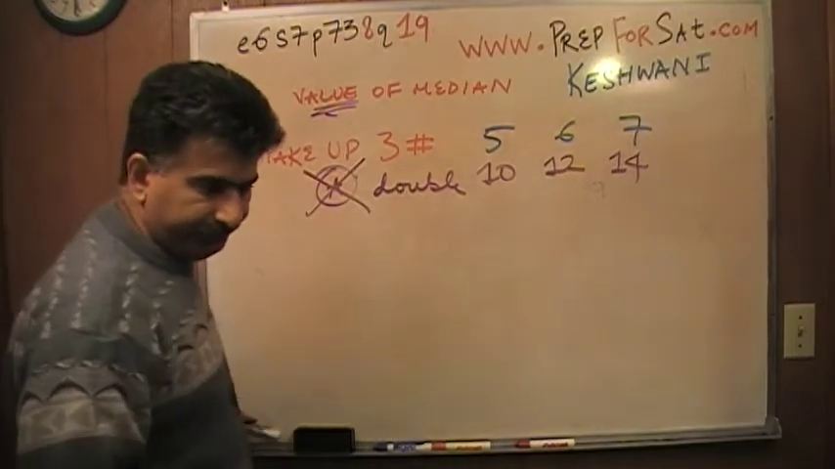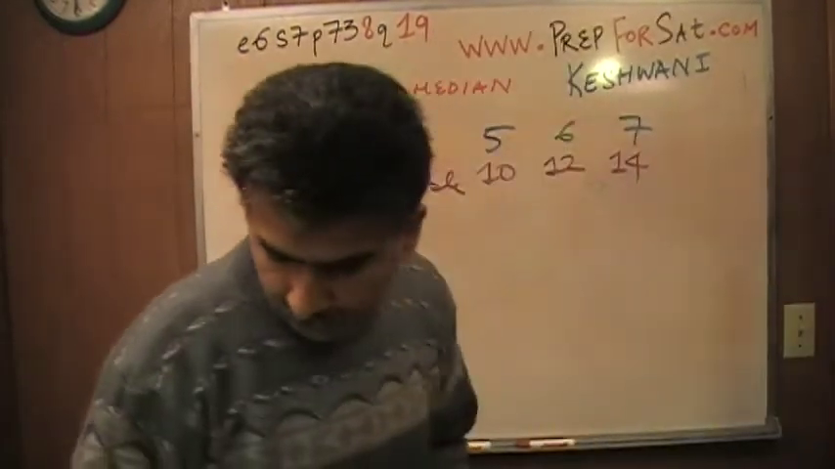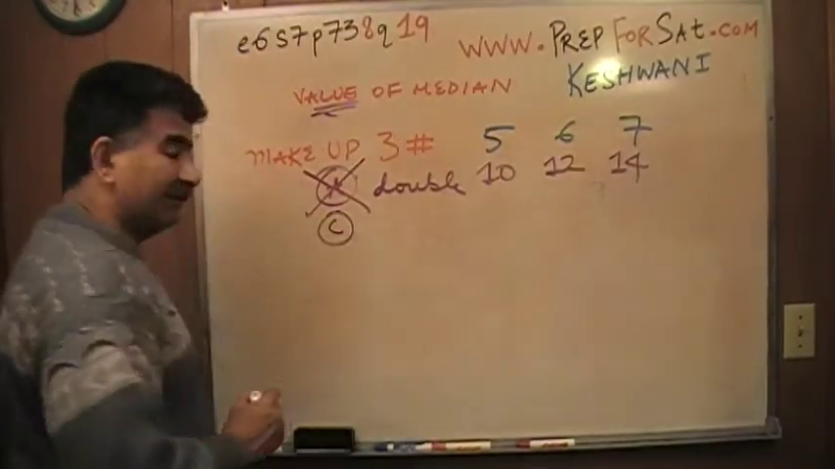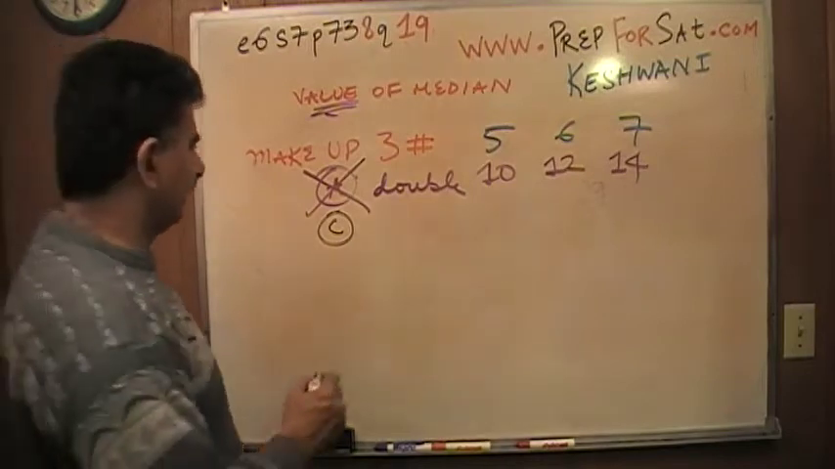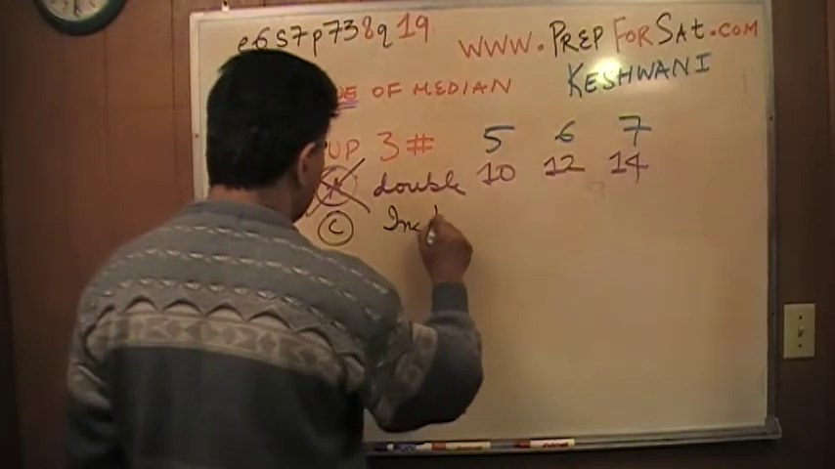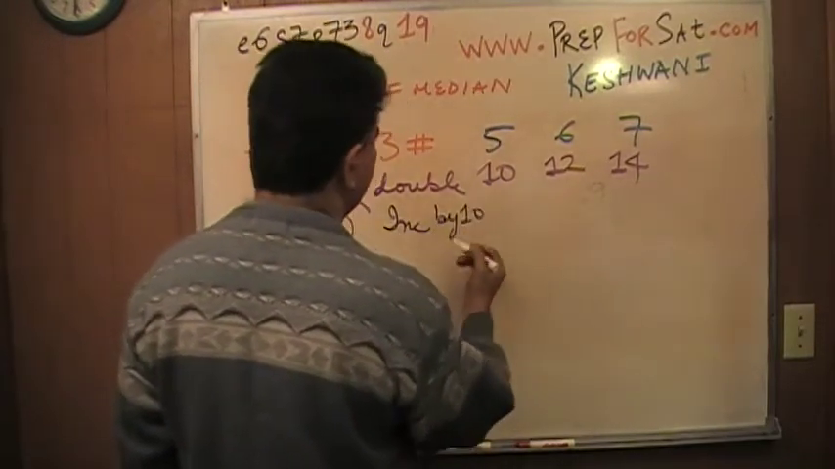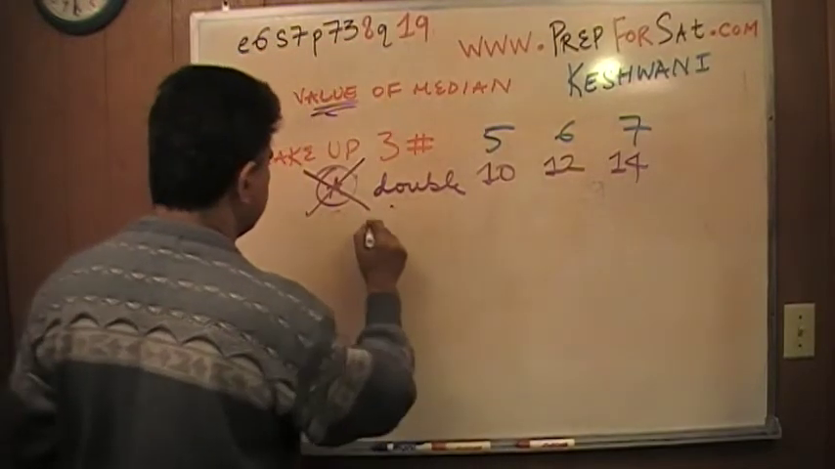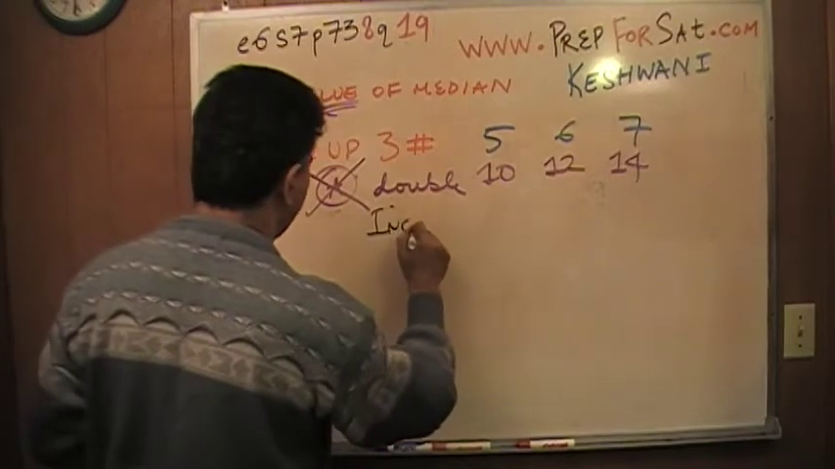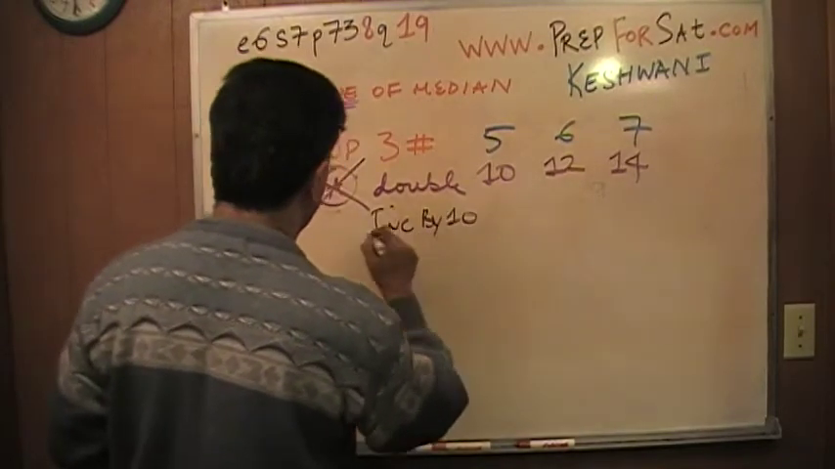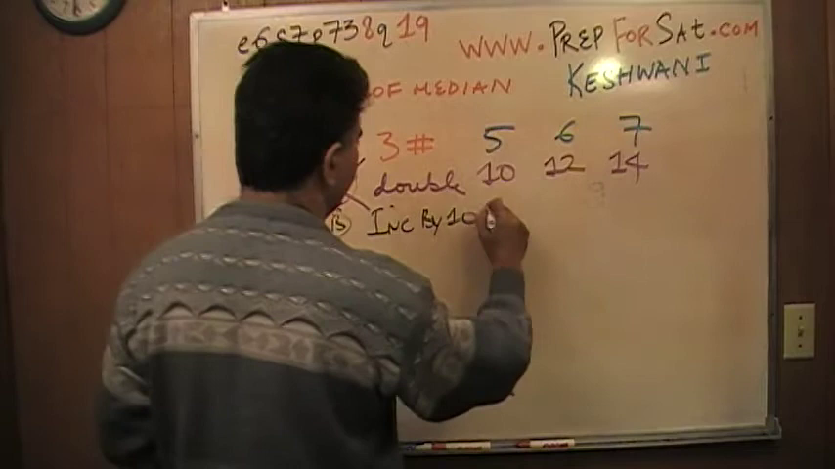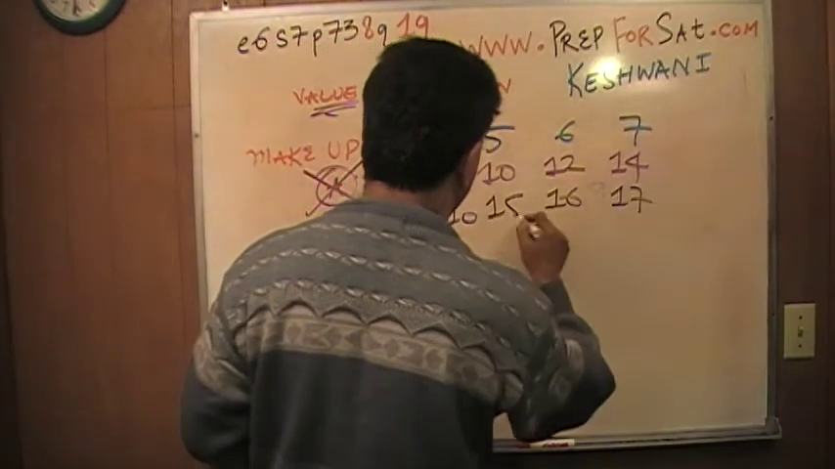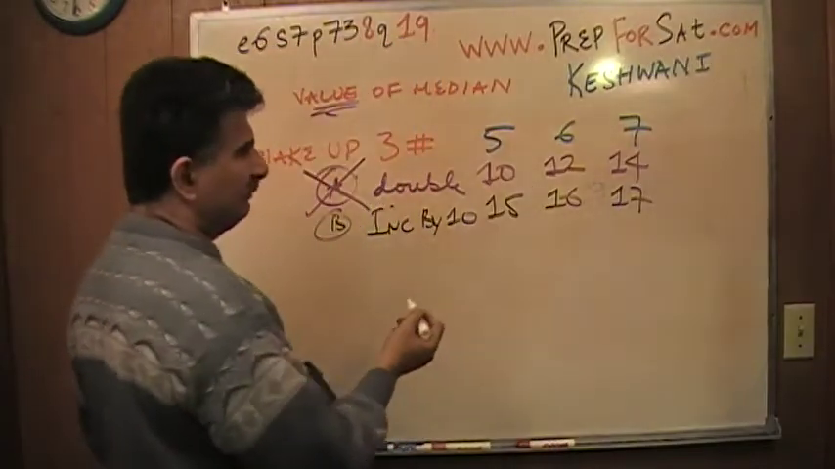Let's look at B. B says increase each by 10. You think that's going to change the median? Of course it's going to change the median. Increase by 10. So 5 is going to become 15, 6 is going to become 16, 7 is going to become 17.